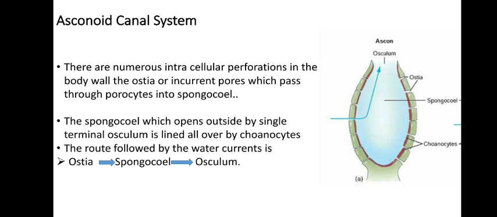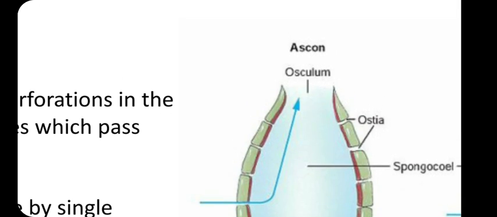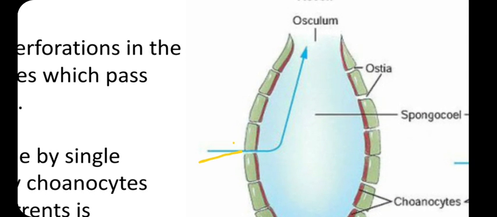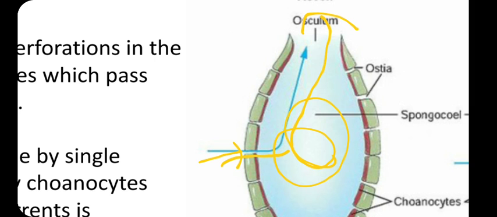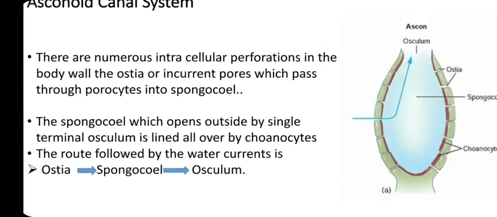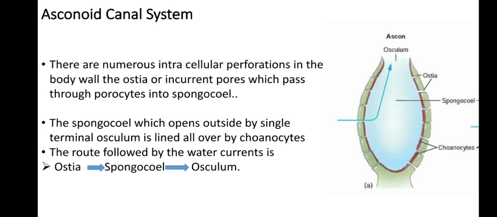So here I think this can be much easier to understand. Let me zoom it so that you can have a clear idea. Here we have the ostia, the entry point, passing through this porocyte, coming to the spongiocele and getting circulated here, and then being thrown out of the osculum. So this is the passage of the course of water, you can say, in case of the asconoid canal system.